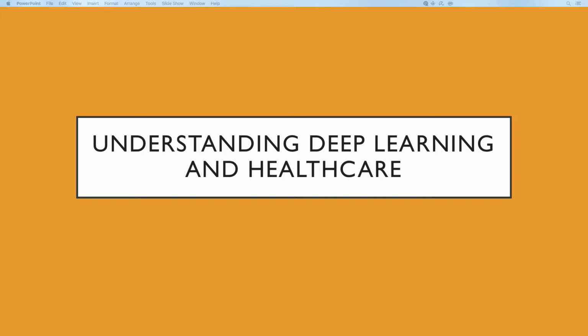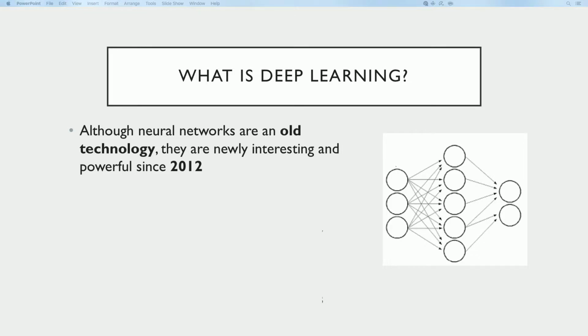Deep learning has had an explosion of use since 2012 when it became much more computationally feasible to do very, very deep neural network models. So I want to talk a bit just about what a neural network is for those audience members who haven't encountered this. Neural networks themselves are an old technology. They date back to the 70s, but they are newly interesting and powerful since 2012 in industry, and that includes in healthcare.